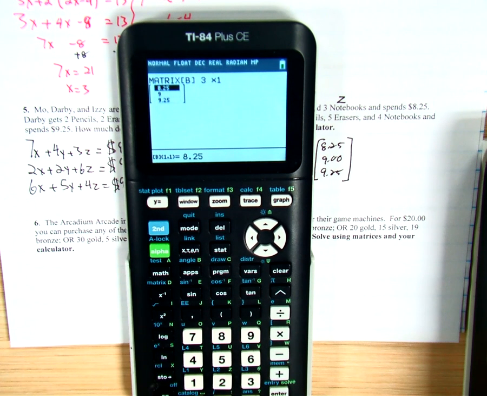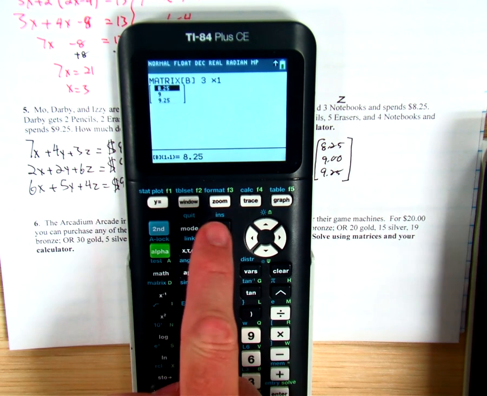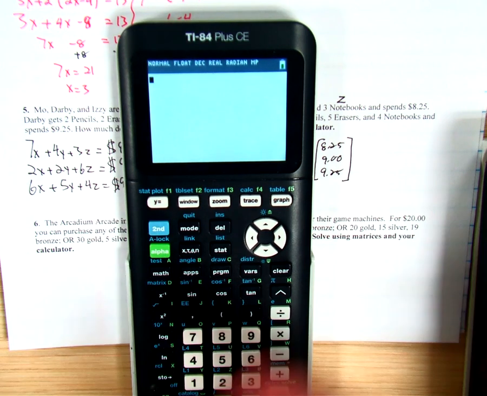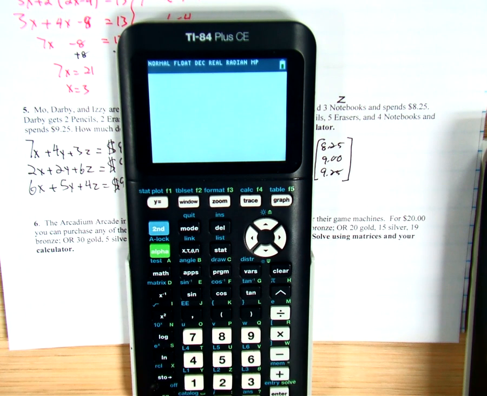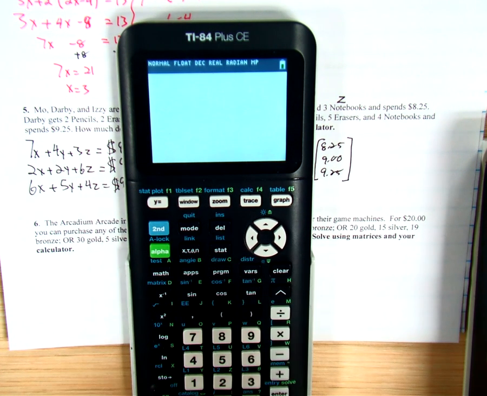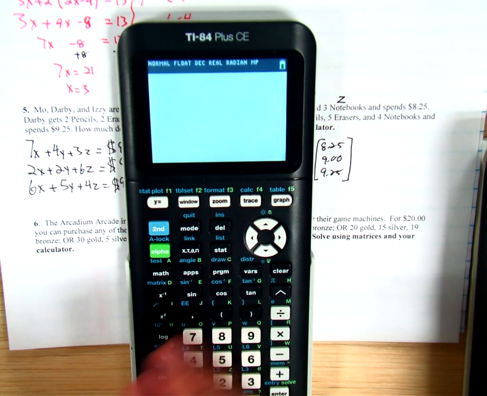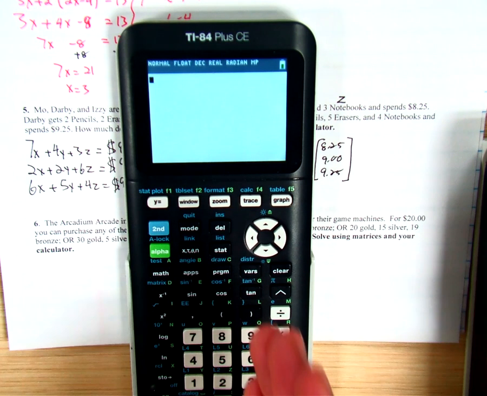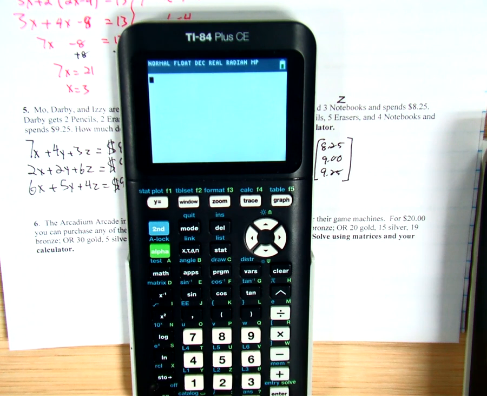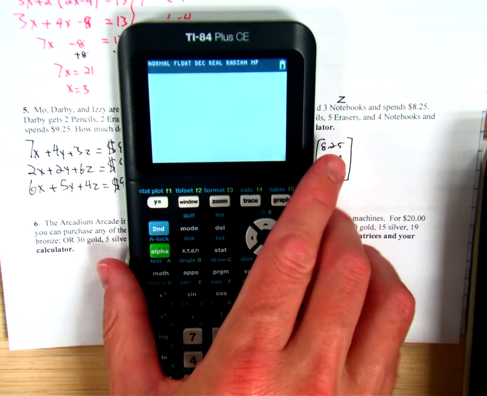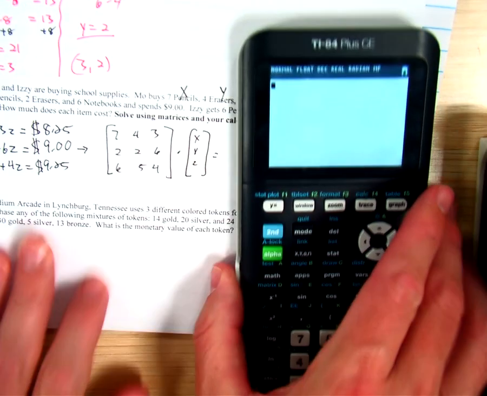Now comes the weird step. We have to hit second, quit to get back to the main screen. If you don't do that, when you go to type in A times B, then it tries to do it and put the answer back in that box that you were currently highlighting, and then it doesn't like that. Okay, now we're ready to do the math.